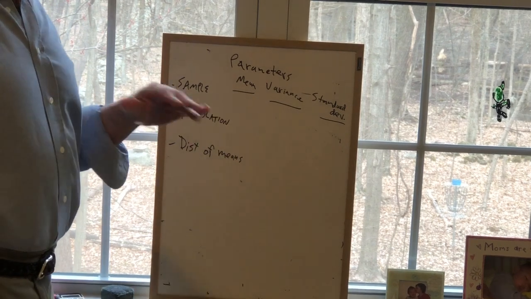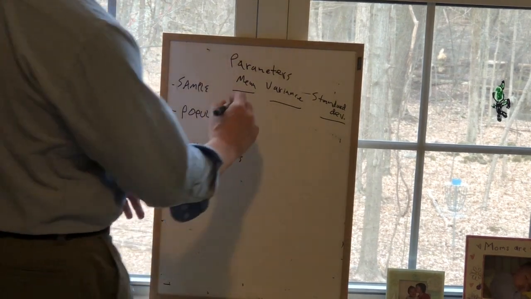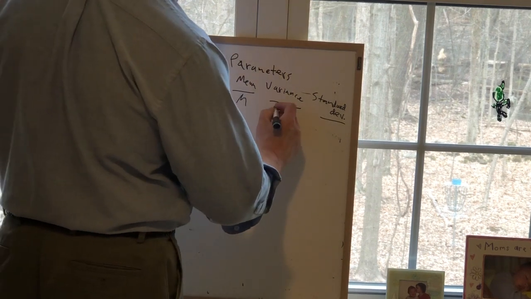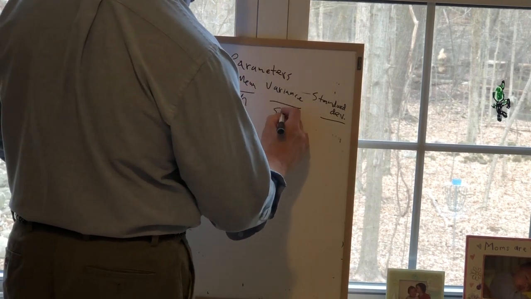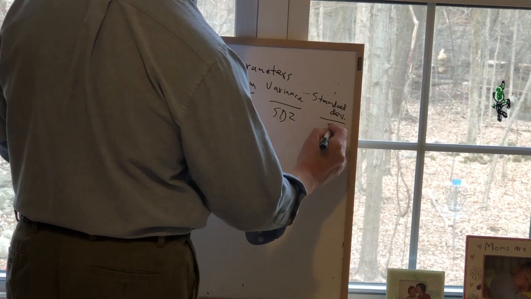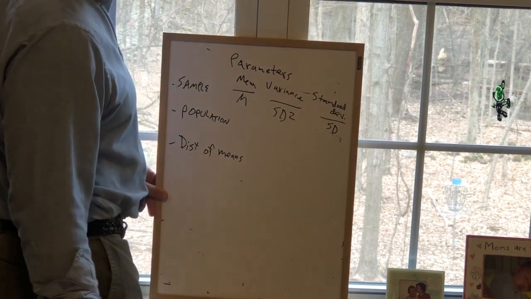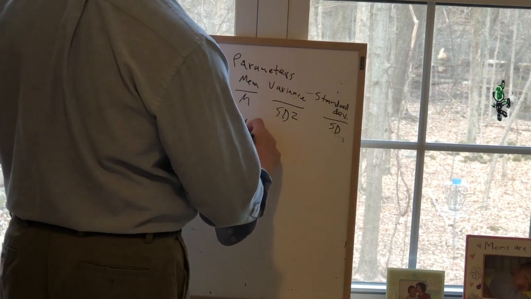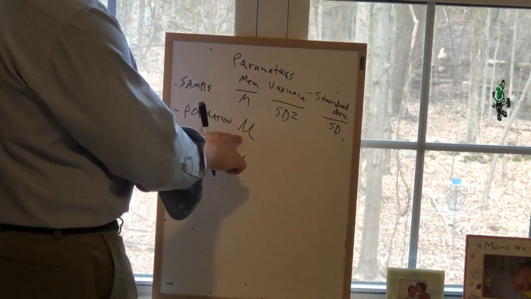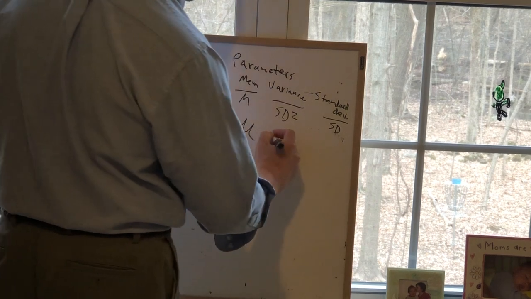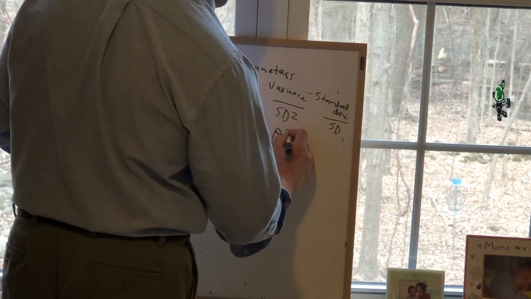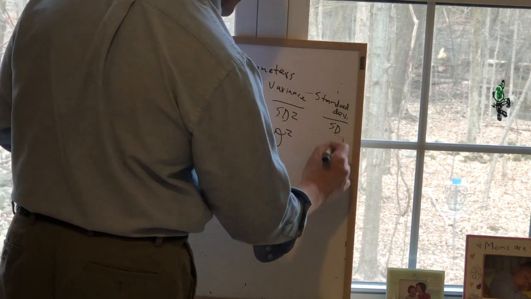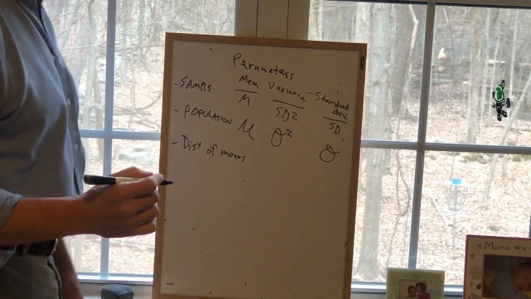With a sample, we've already gone through this. The mean is represented by capital M, the variance is represented by SD squared, and standard deviation is represented by SD. With a population, the mean is represented by mu. Remember that Greek symbol mu we had talked about? The variance is represented by sigma squared, and the standard deviation is represented by sigma.